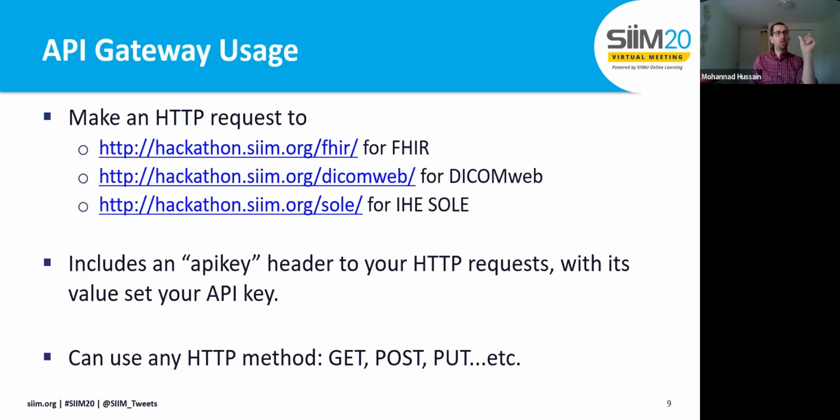So the API endpoints, as you can see on the screen, are hackathon.siim.org/fire for FHIR, /dicomweb for DICOMweb, and /soul for IHE SOLE. Once again, you've got to make sure you always include your API key in every request, whether it's get, post, put, delete, whatever it is that you're trying to do. Just make sure that you're always including the API key. Otherwise, you're going to get an error saying missing or invalid API key. Okay?